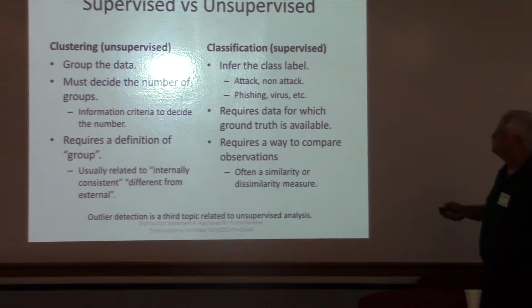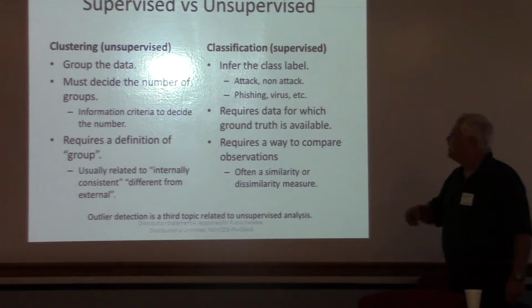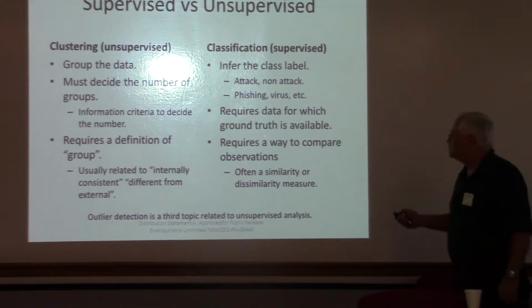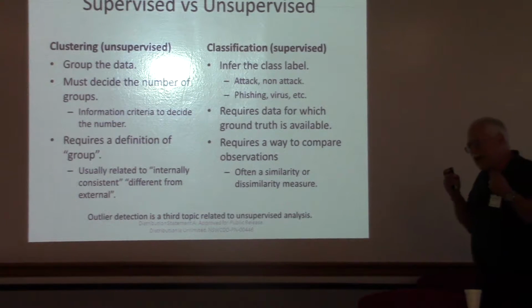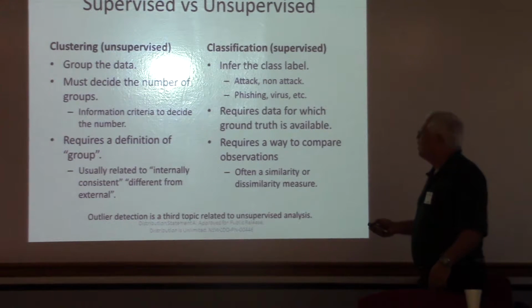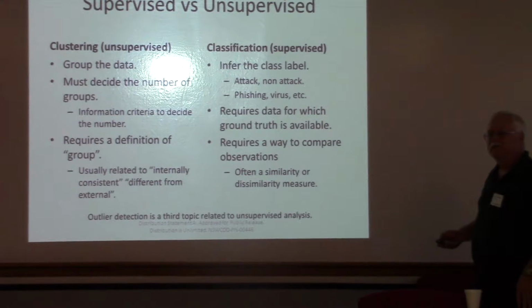Classification, which is also called supervised learning, there you have a class label, attack, not attack, whatever, and you want to infer the class label. And so you have to have ground truth, I mentioned that, and I mentioned some of the things you can do if you don't have perfect ground truth. But basically, all you need is a way of comparing observations, but you have to have that. You have to be able to compare two observations and say these are close or not close. Fortunately, that's usually very natural in our problems.